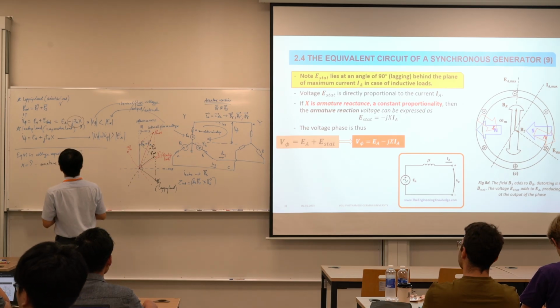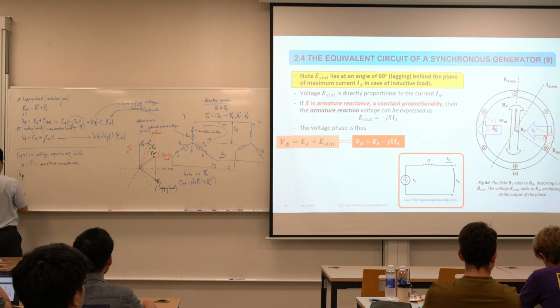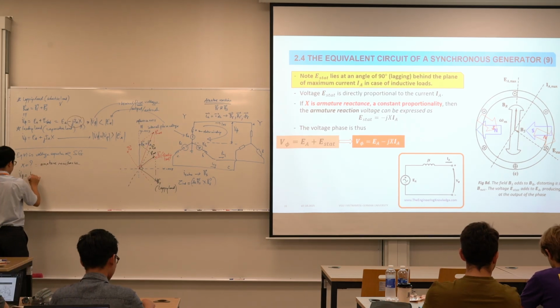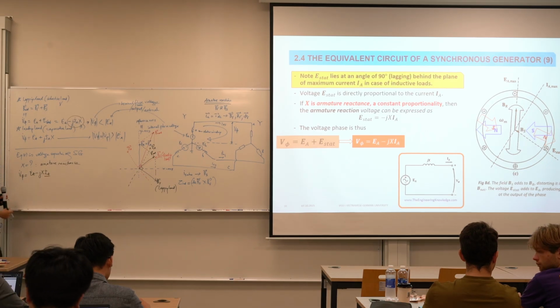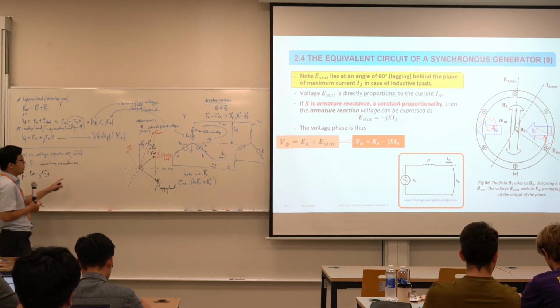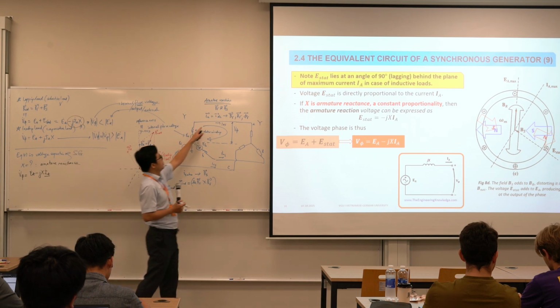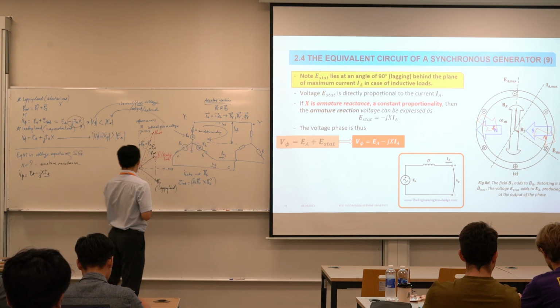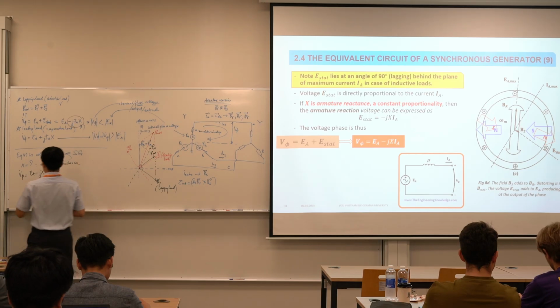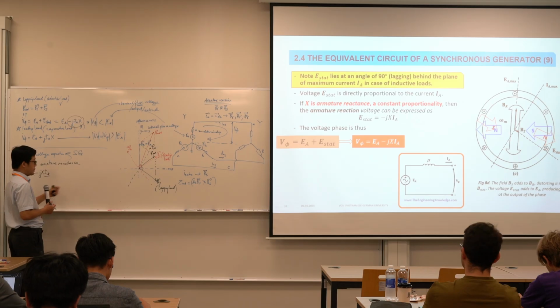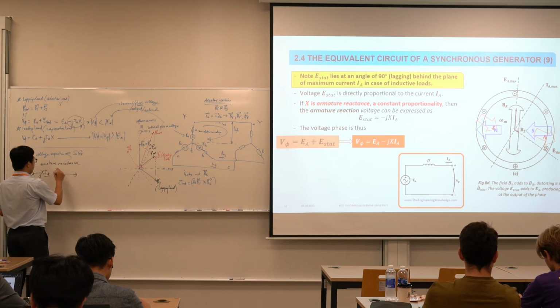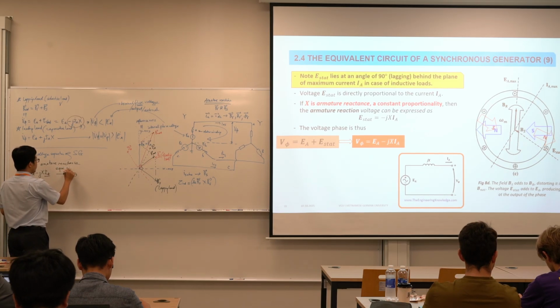Okay, so we have V phase is EA minus jX IA overhead. IA is what? IA is phase current. IA is phase current. Phase current. And it's stable. So based on this equation, you can draw an equivalent circuit. Okay. So now we have the equivalent circuit.